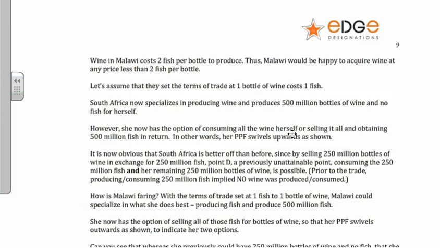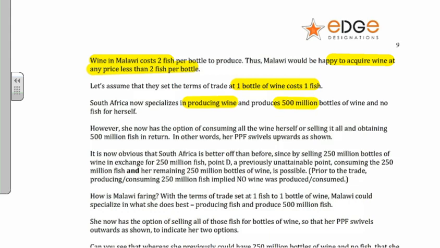Wine in Malawi costs 2 fish per bottle to produce. So Malawi is going to be quite happy to acquire wine at any price less than 2 fish. So you're going to have to agree on a price between the two different countries. Let's say, for example, we set the price in the middle, not exactly the middle of a half and 2, and now we say 1 bottle of wine is going to cost a fish.